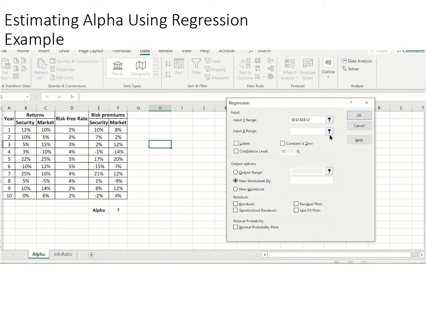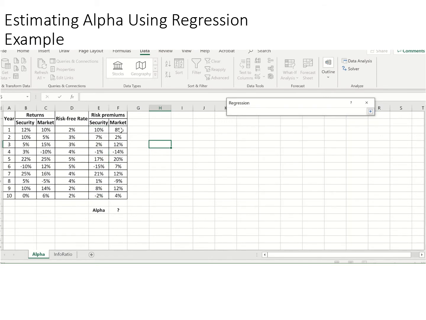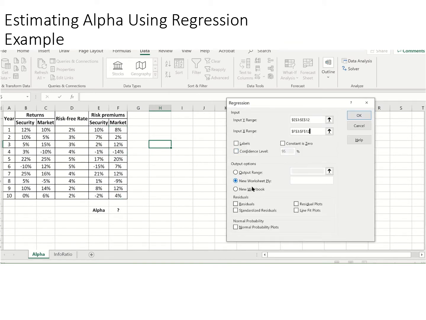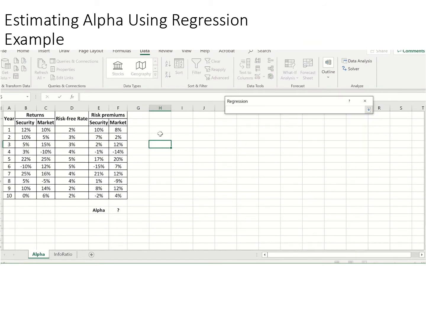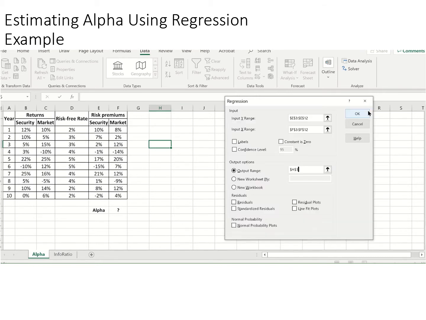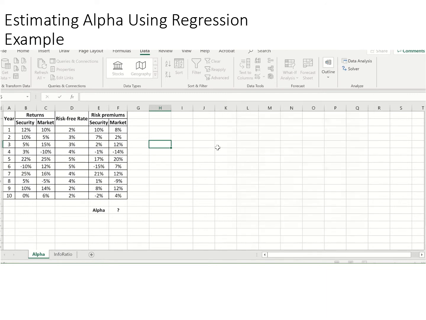What is your independent variable or X, which is the market risk premium? I chose that range as well. I don't need to change any other setting, I'm just going to specify the output. So let's ask Excel to provide the output in one of the cells here. And then I hit OK.